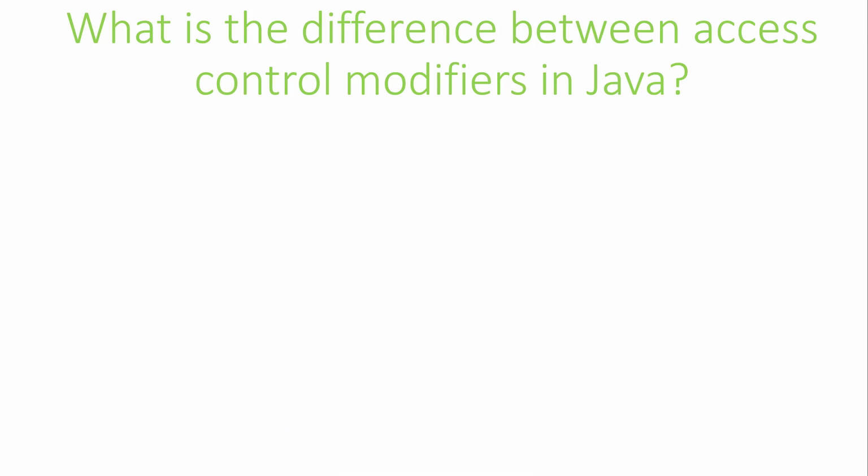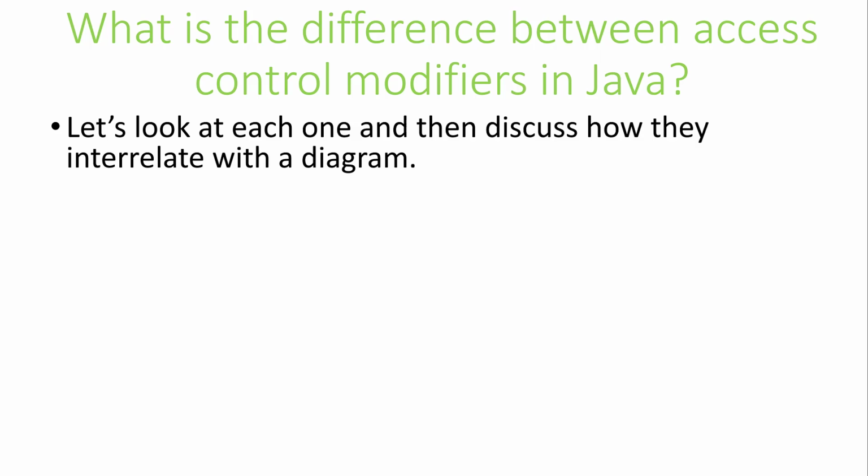But before that, let's take a look at each of the modifiers, and later we'll compare them in a table side by side. First, let's look at public.